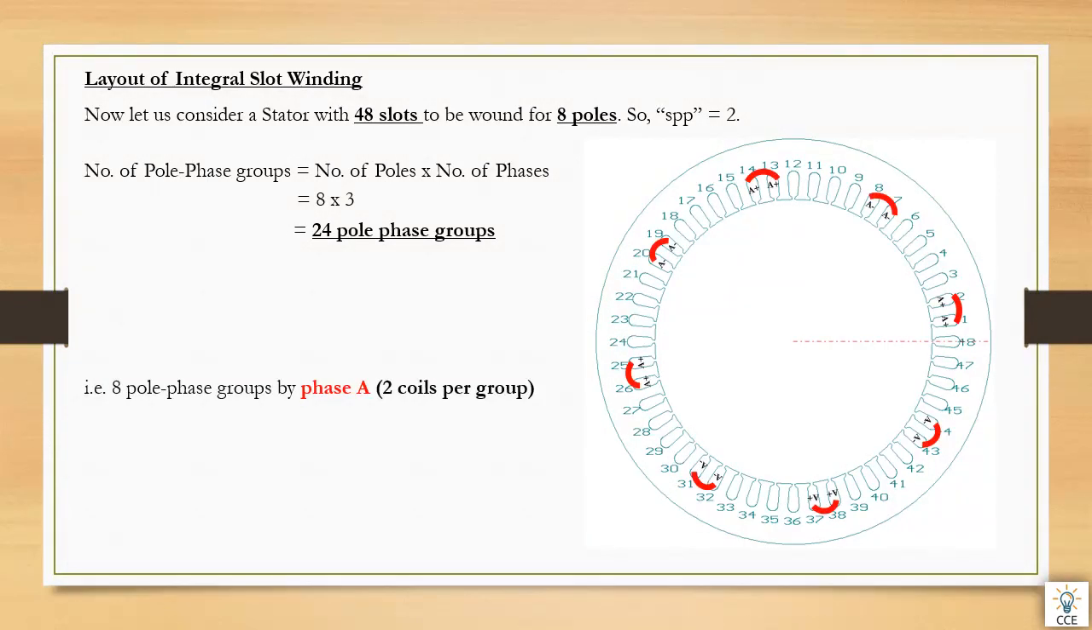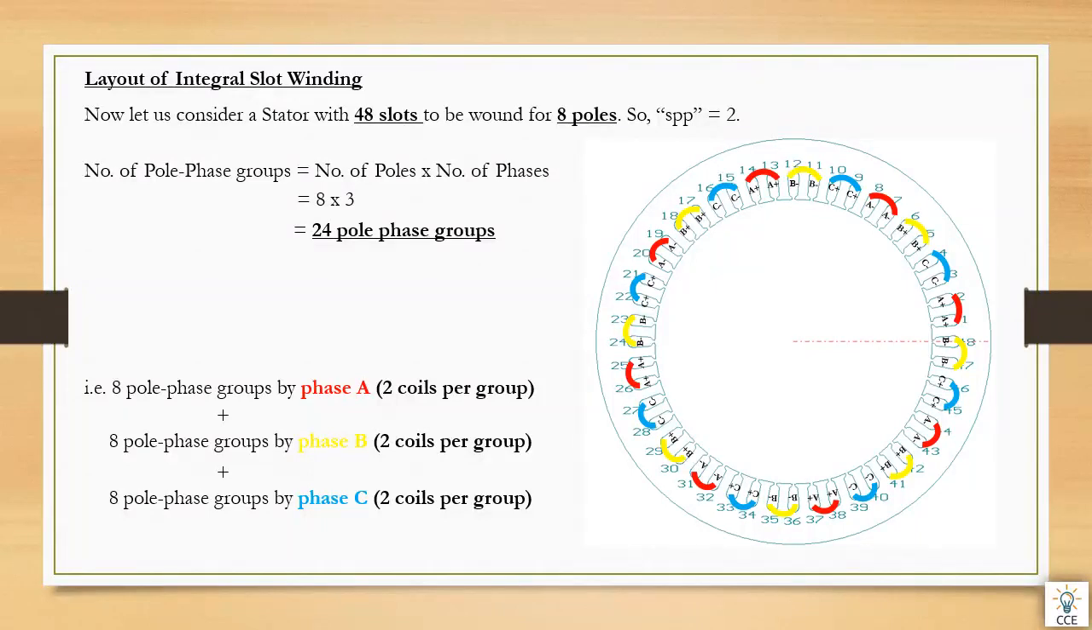So 8 pole phase groups will be created by phase A, 8 pole phase groups will be created by phase B, and 8 pole phase groups will be created by phase C. So we have 8 plus 8 plus 8, 24 pole phase groups, which is covering all the slots over here.